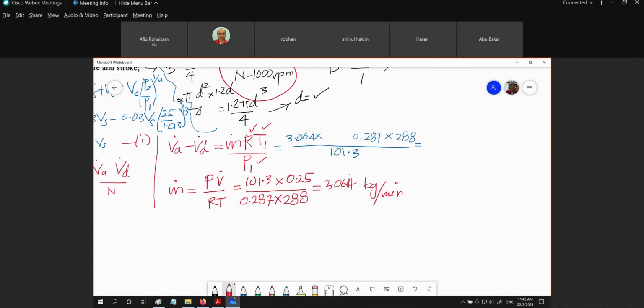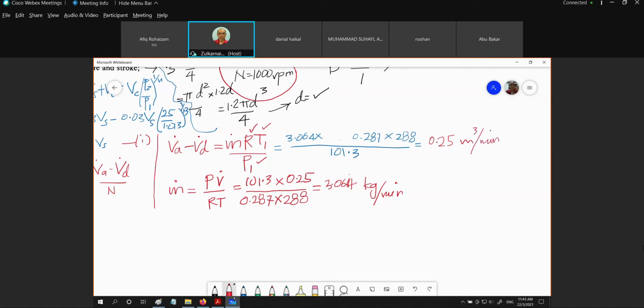Okay, anyone? V dot A minus V dot D? 0.25. 0.25? Yes, same. So you see, when you have P1 equal to P and T1 is equal to T, then what you have is the same value of the V. So this is in terms of meter cube per minute.